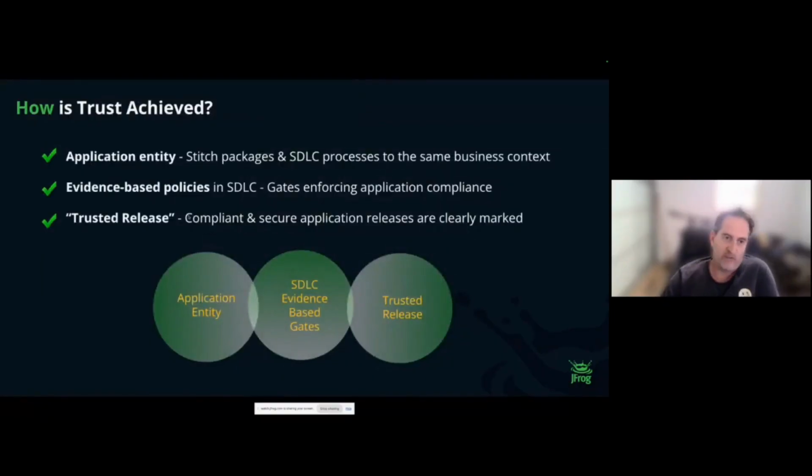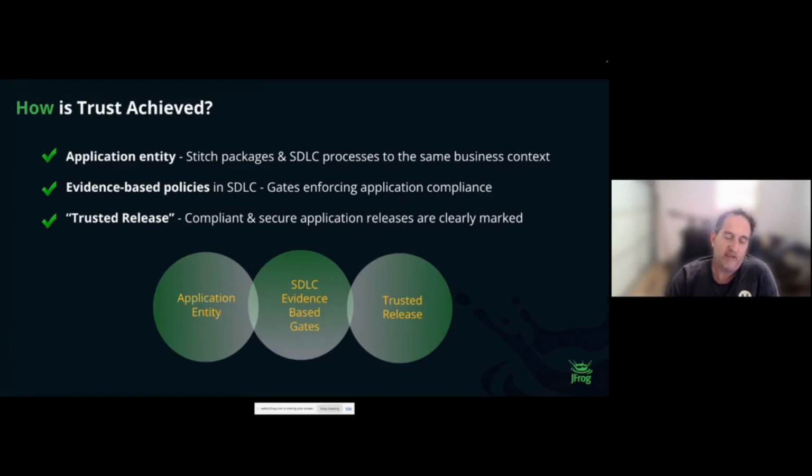Now, how do we do this? How do we do that with AppTrust? So the first thing is we are using a new entity called the application entity. This application entity is kind of the new tissue that stitches together packages, images, and lifecycle processes that we are doing to those entities with the business context, and a business entity that has multiple different dimensions, from labels to people we need to contact in case there is something wrong with that. So that's the first layer.